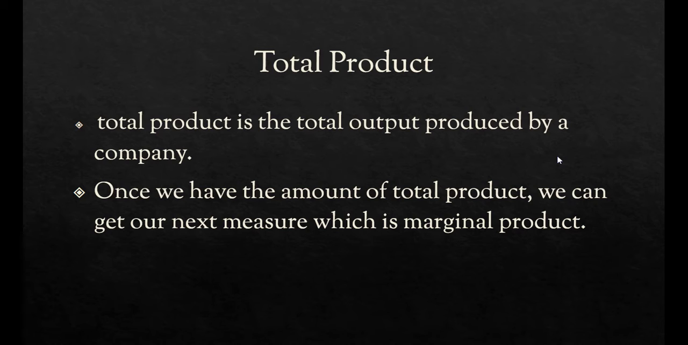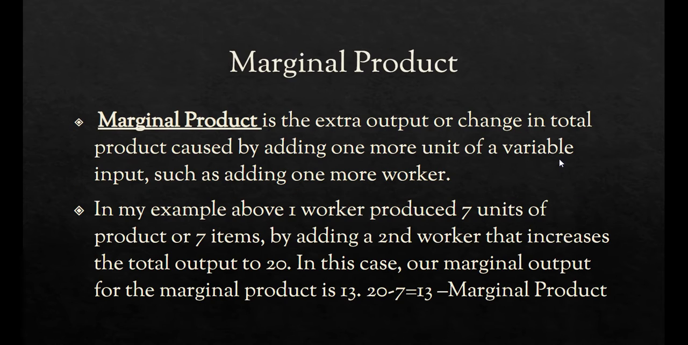So the total product, again, is the total output produced by the company. Once we know the total product, then we can go for our next measure, which is called marginal product. Okay, so marginal product is each extra output, that added output or the change in the total product caused by adding that one more unit of a variable, like adding one more worker.